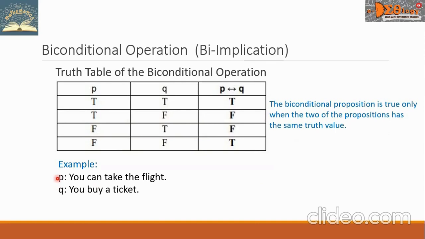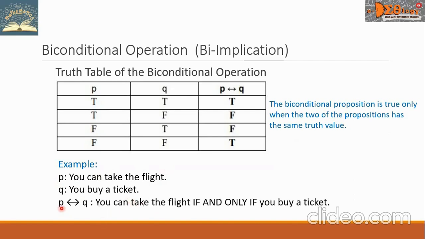Example, proposition P, you can take the flight. Proposition Q, you buy a ticket. P if and only if Q, we write here, you can take the flight if and only if you buy a ticket.